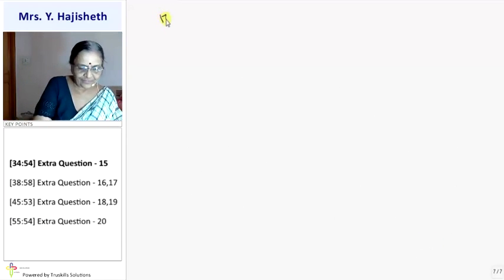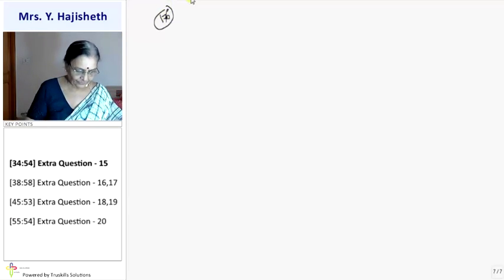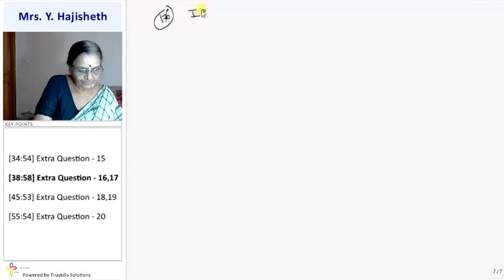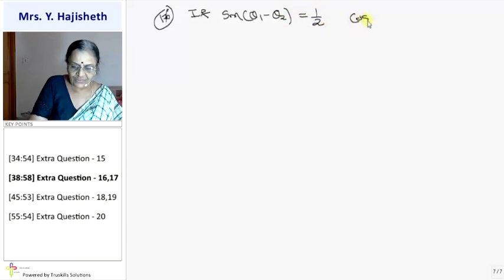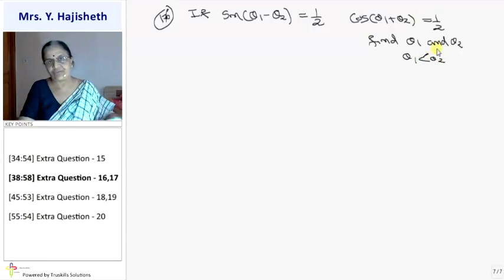Now sum 16. See, it is given as: if sin of theta 1 minus theta 2, this type of sum is also given in your textbook, and cos of theta 1 plus theta 2 is 1/2. Find theta 1 and theta 2, and you are given theta 1 is less than theta 2 and theta 1 plus theta 2 lying between 0 to 90.